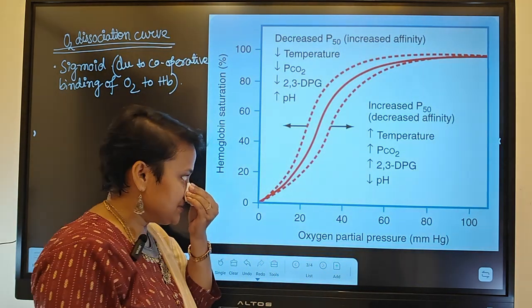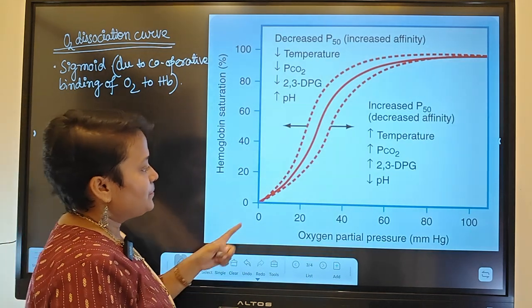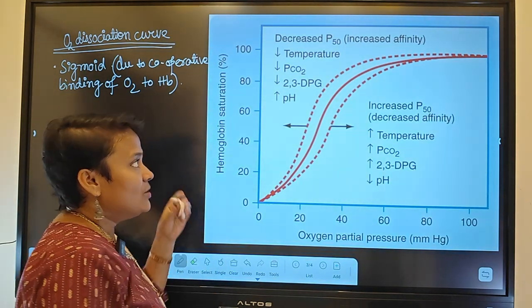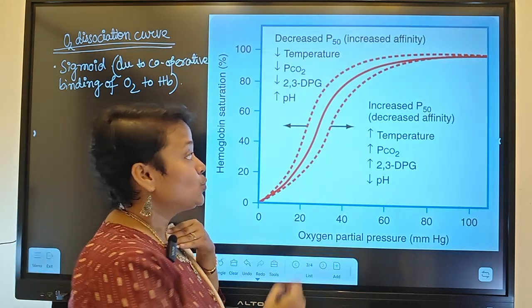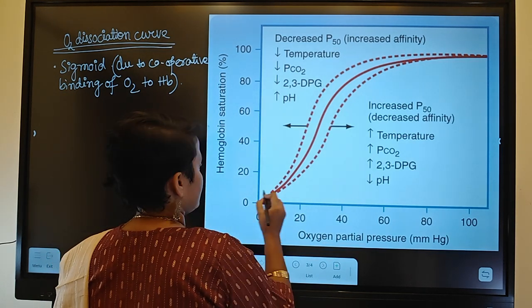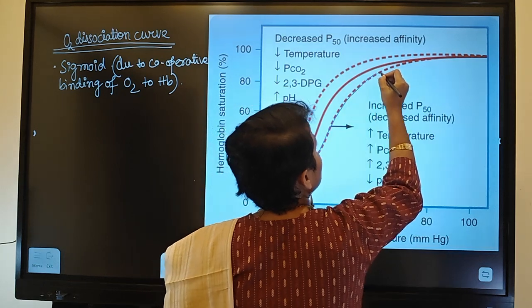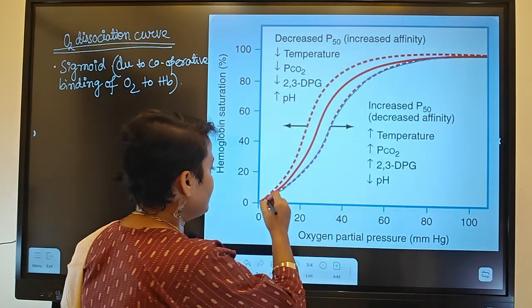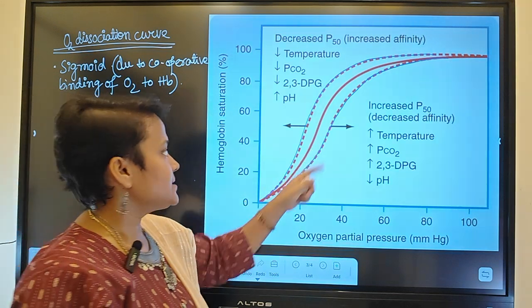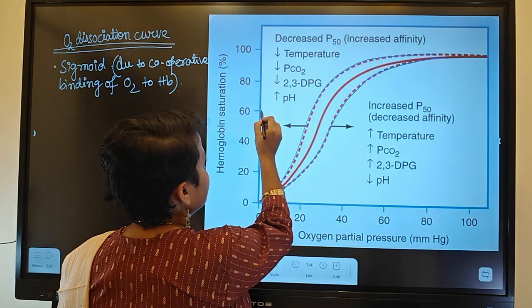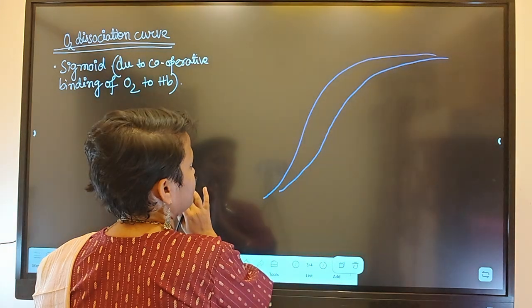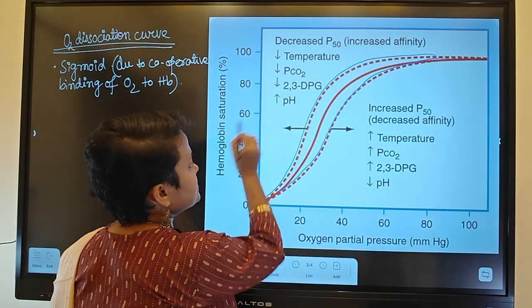So let's discuss the oxygen saturation curve or oxygen dissociation curve. In the plot, the x-axis is partial pressure and the y-axis is hemoglobin saturation. Now, if the curve shifts towards the right side, I am talking about this one. If the curve shifts towards the right side, what does it mean? And if the curve shifts towards the left side, what does it mean? Let's say at this point the percent saturation is 60.